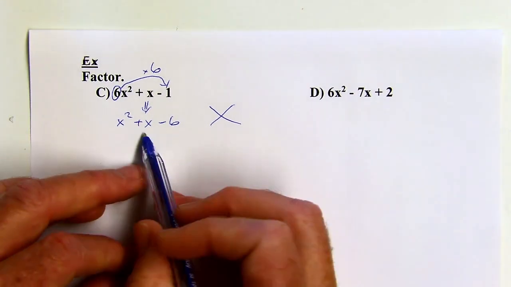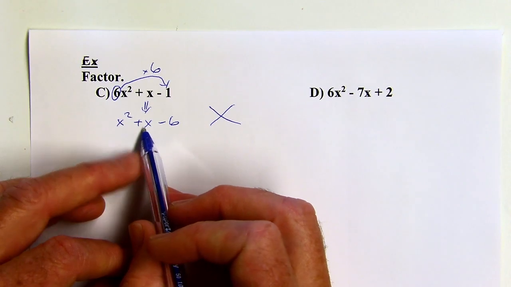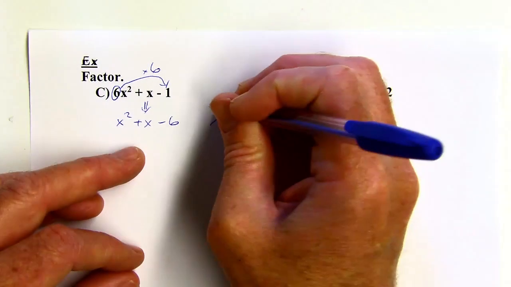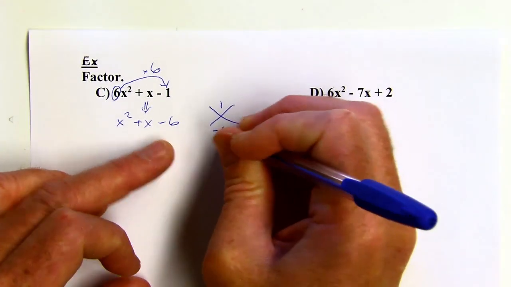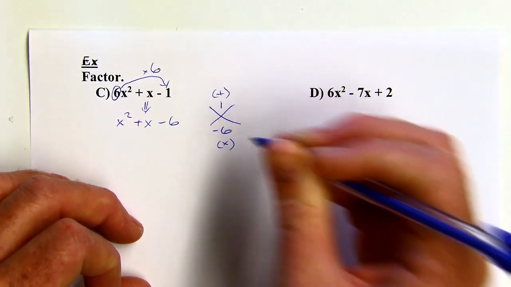So when we're looking for the number on top, there's no coefficient in front of the x. There's no number there, but you could think of that as 1x, right? So this would be a 1. And then on bottom I have negative 6. So looking for two numbers that add to 1 and multiply to negative 6.